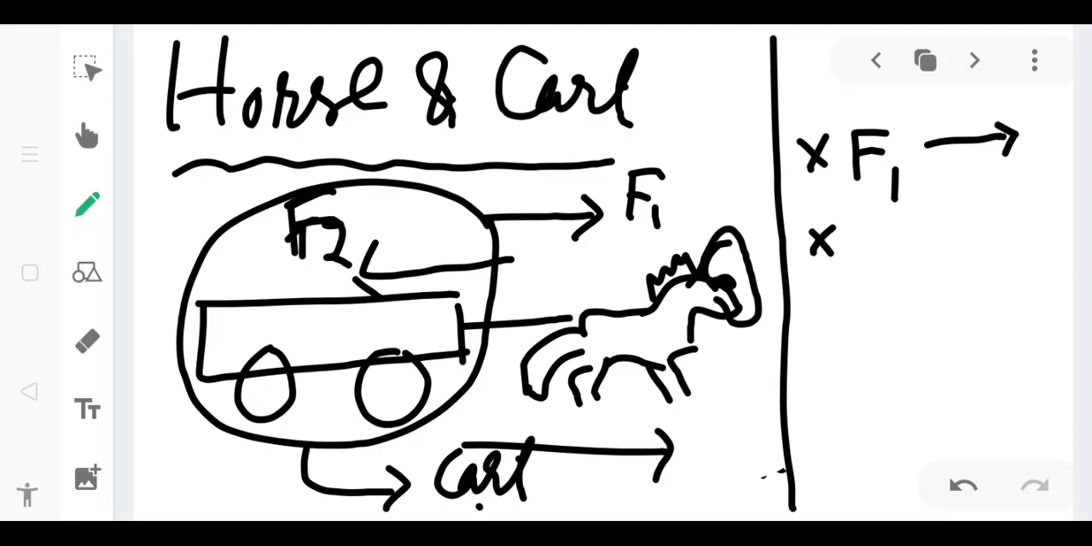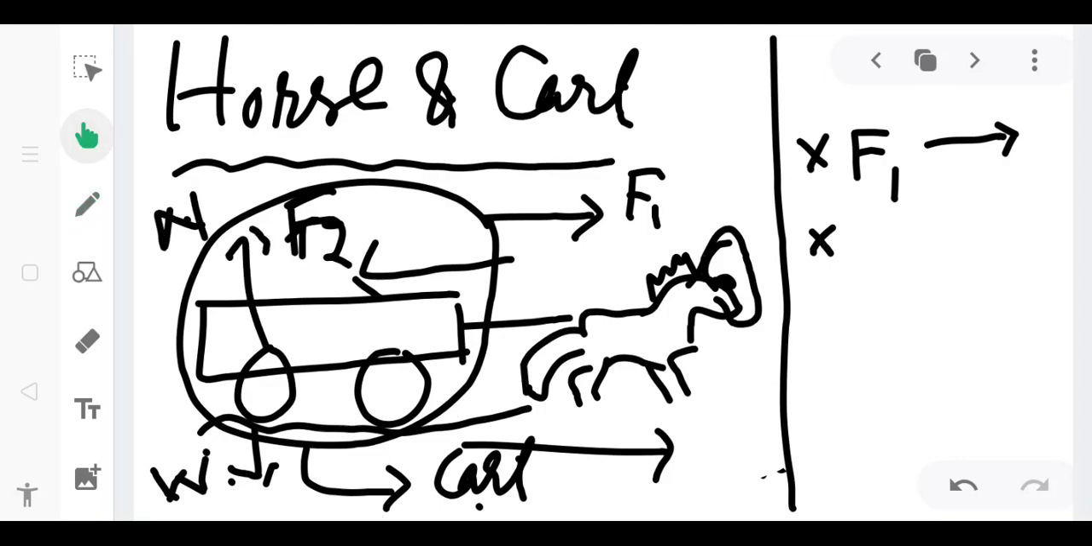And two more forces act on the cart: the weight of the cart vertically downward and the normal reaction by the floor in the upward direction. Both the weight and normal reaction are equal and oppositely directed. That's why there is no motion of the cart in the vertical direction, either up or down. Since F1 is the force applied by horse on the cart in the forward direction, the cart is also moving in the forward direction.